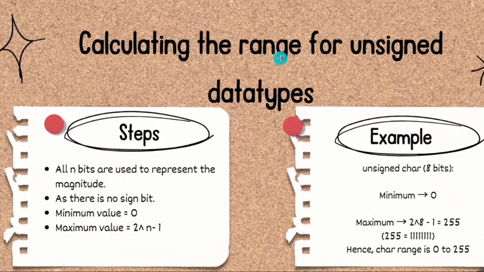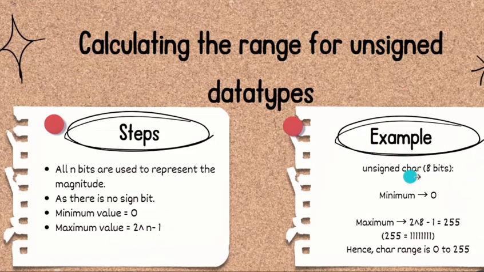Similarly, how to calculate the range for unsigned data types? All n bits are used to represent the magnitude. As there is no negative value here, we use the whole n bits, as there is no sign bit. So here the minimum value is 0, and the maximum value is 2 power n minus 1.